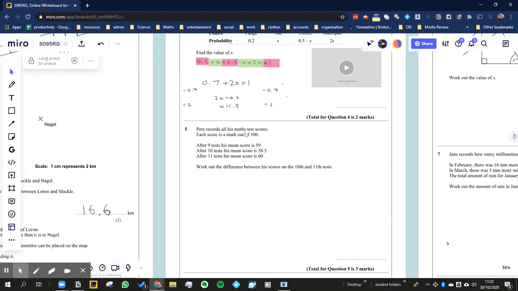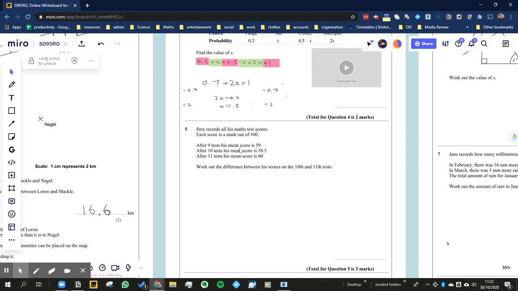So Pete records his maths tests scores. Each score is out of 100. After 9 tests, his mean score is 59. After 10 tests, his mean score is 58.5. After 11 tests, his mean score is 60. Work out the difference between his scores on the 10th and 11th tests.